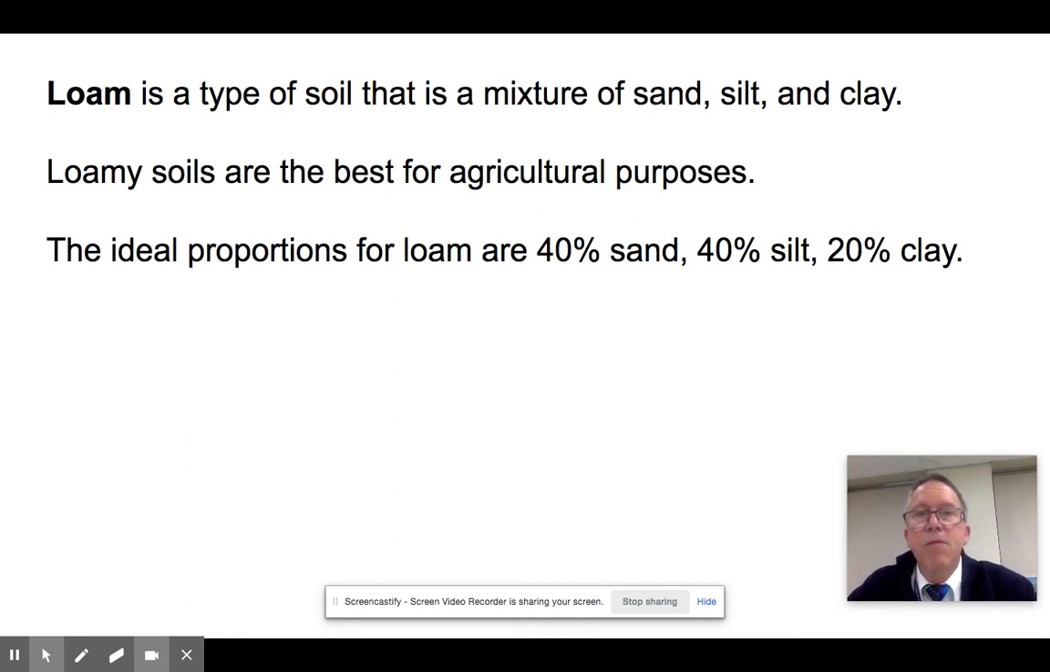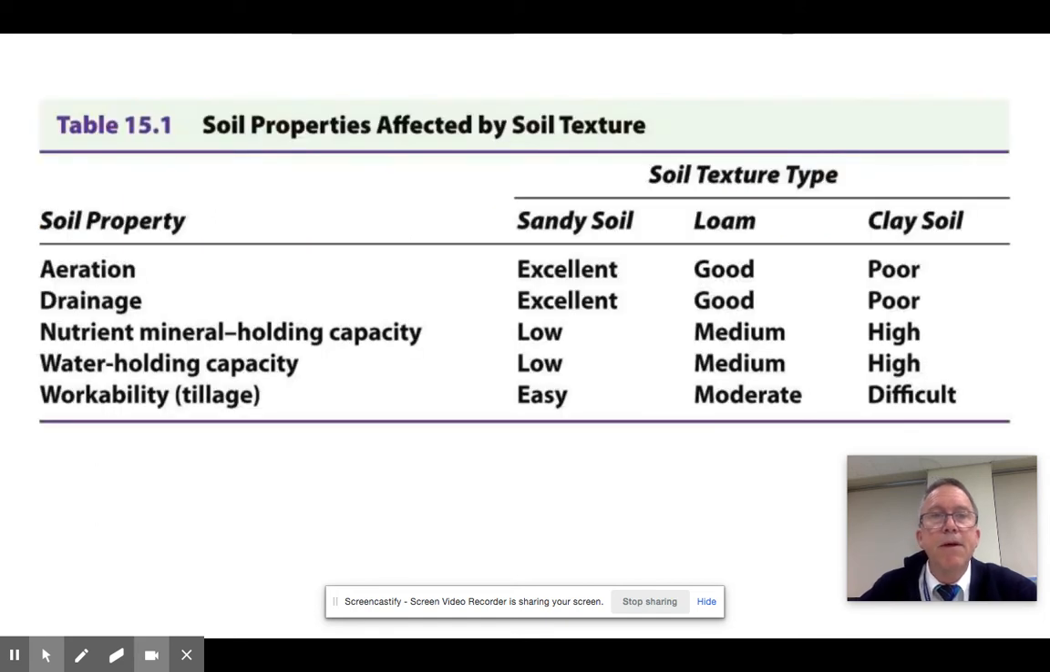The ideal proportions for loam would be 40% sand, 40% silt, and the remaining 20% clay. Of course, we also want to have a lot of organic material mixed in there, but we're just in terms of these three primary particles. Now, this one here shows different soil properties we could concern ourselves with.